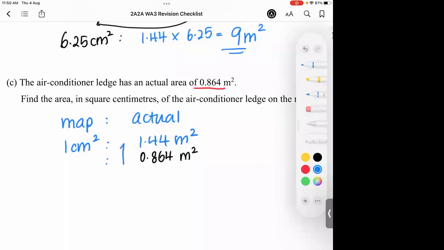How do we find the answer? We take this, divide, and multiply. So 0.864 over 1.44 times 1. Okay. Brian, you got a calculator with you already? Brian, can you calculate the answer? Now then go and take calculator. If not, then I ask Zhishu, you got a calculator with you? Can you calculate the number? What you get?